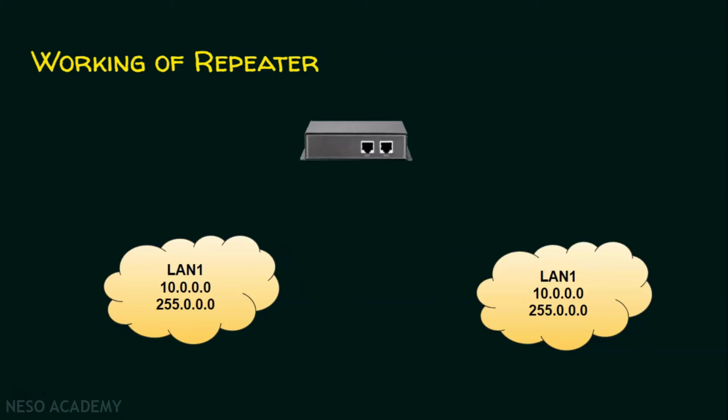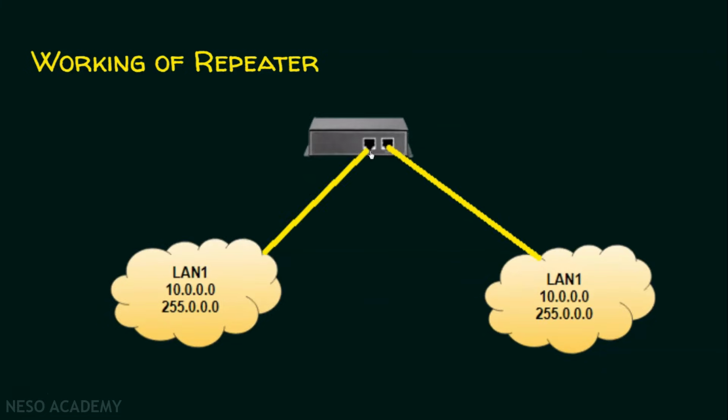Since these 2 buildings are at some distance, whenever one computer generates data, it may tend to lose its signal strength. We need repeater kind of devices to regenerate the signal. In this case, the repeater solves the problem of regenerating.